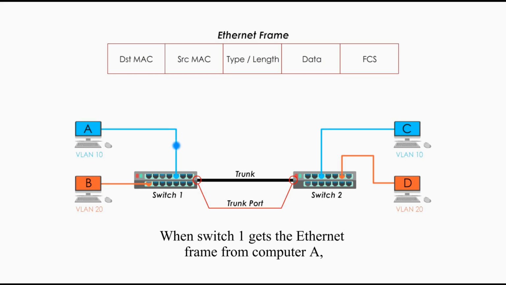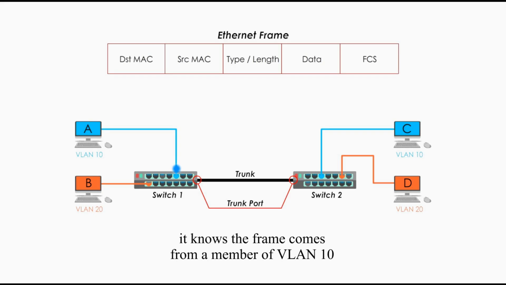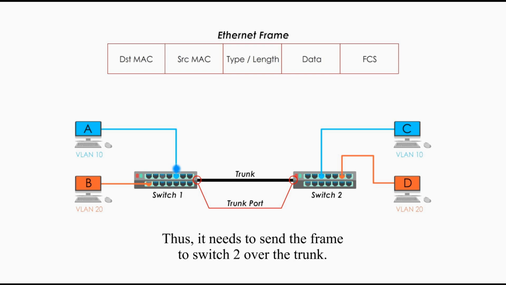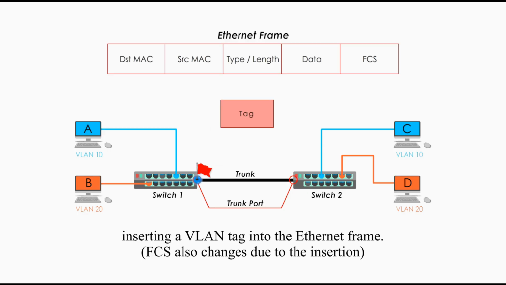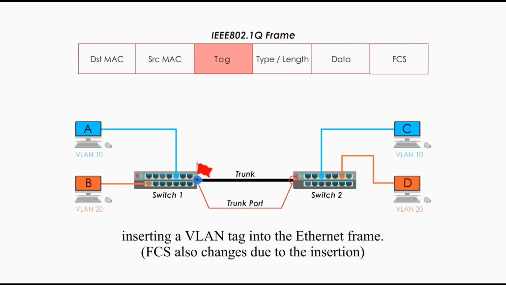When switch 1 gets the Ethernet frame from computer A, it knows the frame comes from a member of VLAN 10 and goes to another member of VLAN 10 on switch 2. Thus, it needs to send the frame to switch 2 over the trunk. For that purpose, switch 1 does one thing on its trunk port, inserting a VLAN tag into the Ethernet frame.